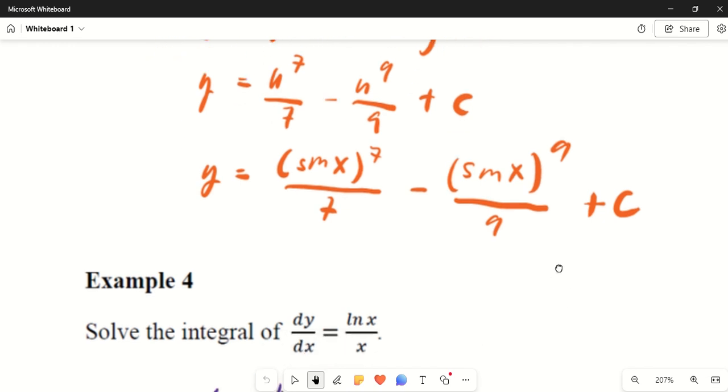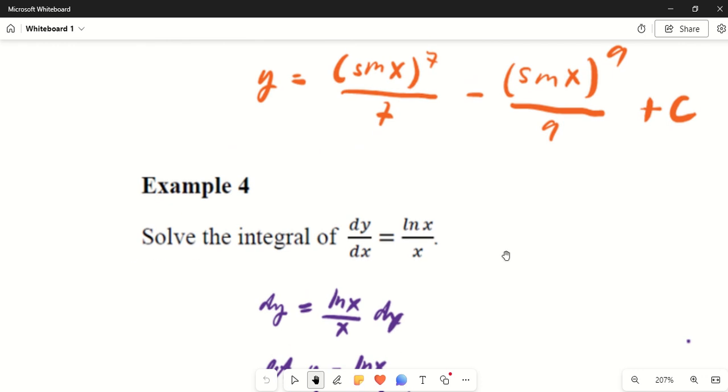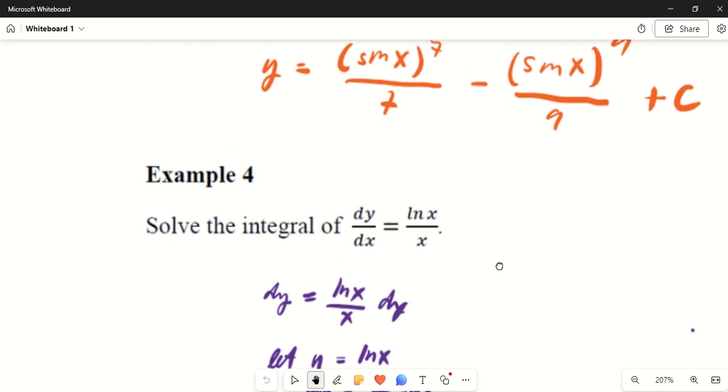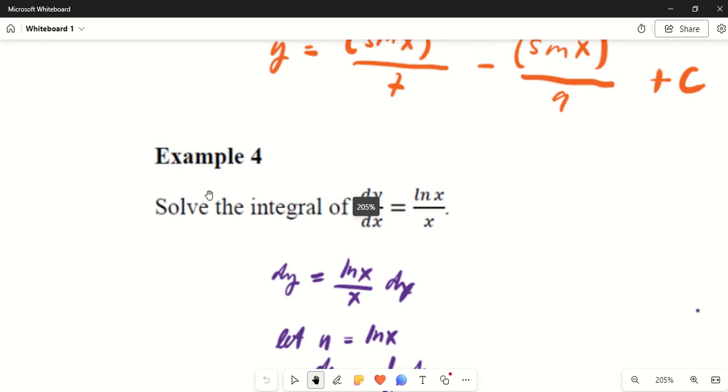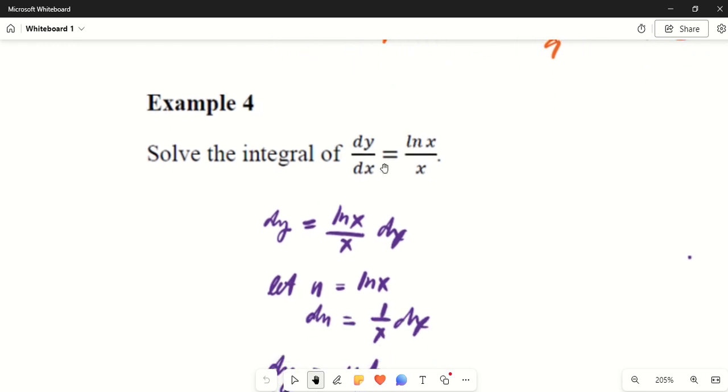Now, we look at example number 4. So here, again, we will be applying integration by substitution, but you're asked to solve the integral of dy over dx is equal to ln of x over x. Again, we get rid of your dx in the denominator first. We do cross multiplication, so your new equation will be dy is equal to ln of x all over x dx.